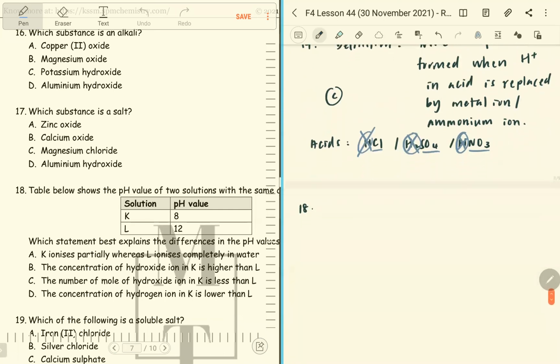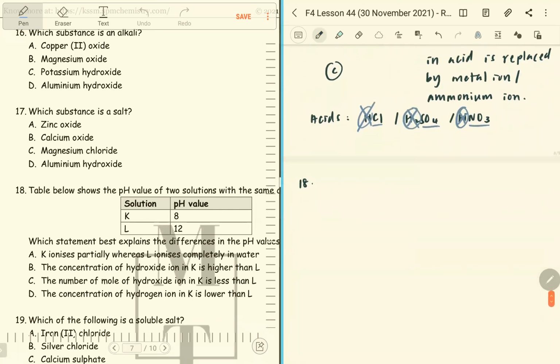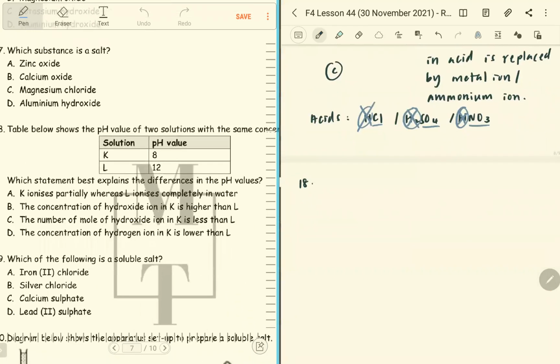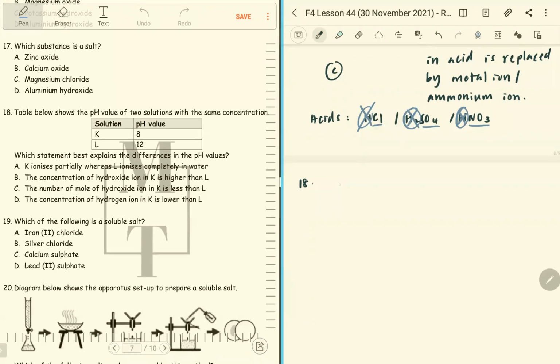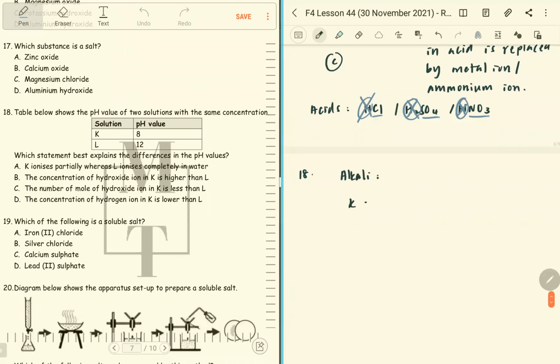Okay, for question 18. The table below shows the pH value of two solutions with the same concentration. When you have pH 8 and pH 12, both are in the alkaline range, so both are alkali. Now we can see that K is a weak alkali because it is less alkaline, and L is a strong alkali, because the higher the pH, the stronger the alkali. Higher pH means more alkaline.